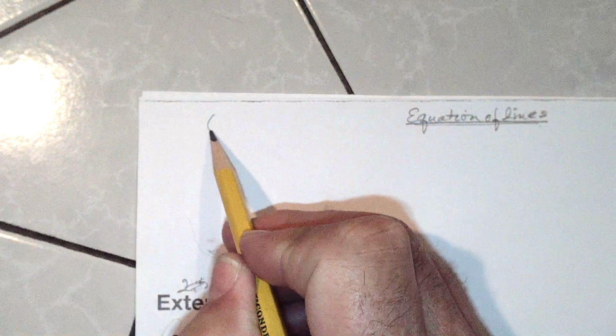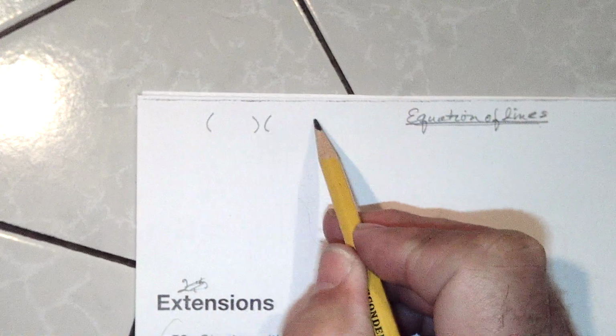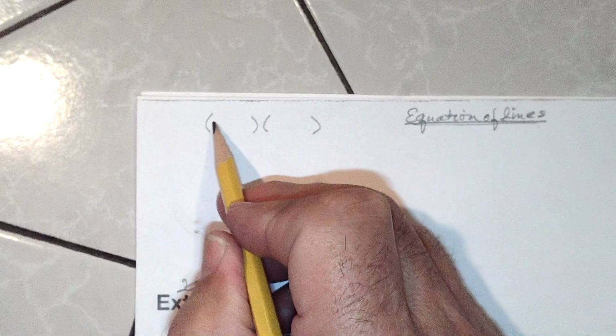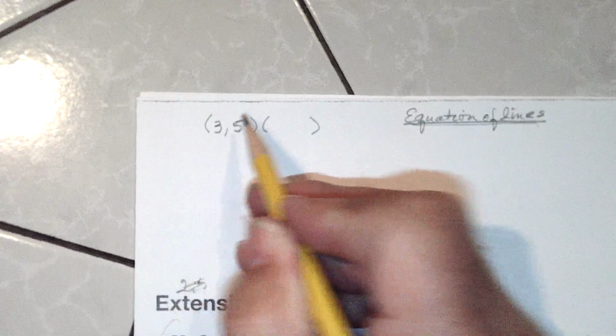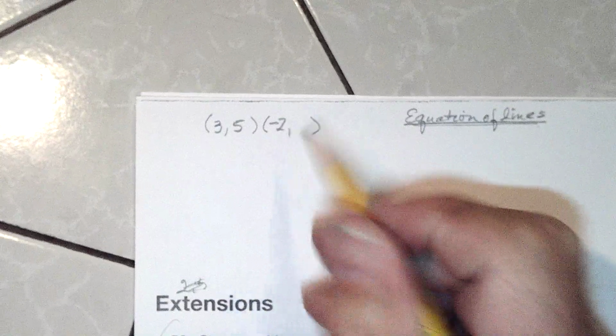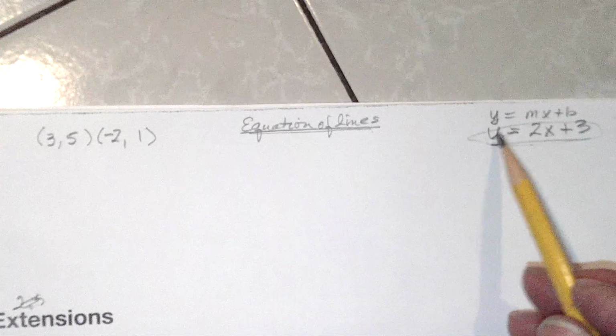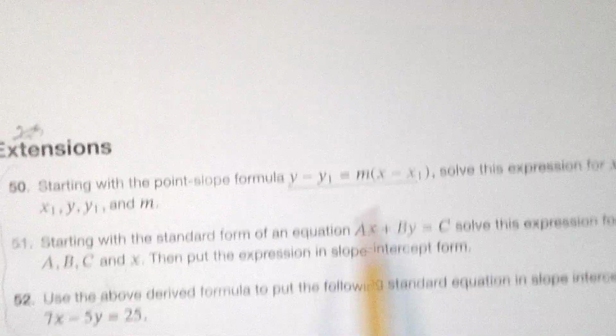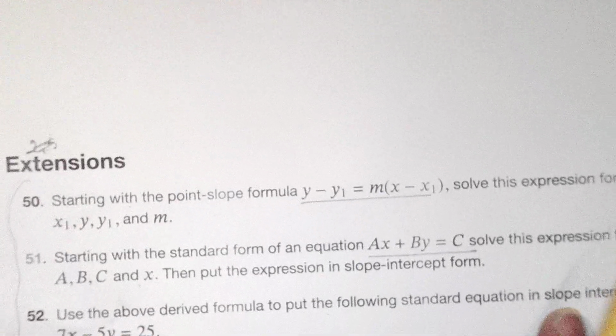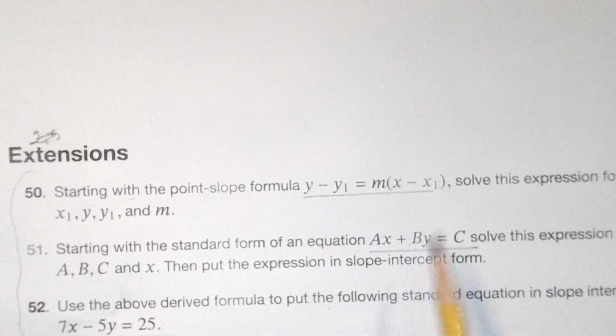So if you have a couple of points, how do you find that matchmaking tool? So if I had 3, 5, and minus 2, 1, let's just say, how do we get to that matchmaking tool? Either in the y equals mx plus b form, or in this form, or in this form. So I'm going to try to get to this form first.